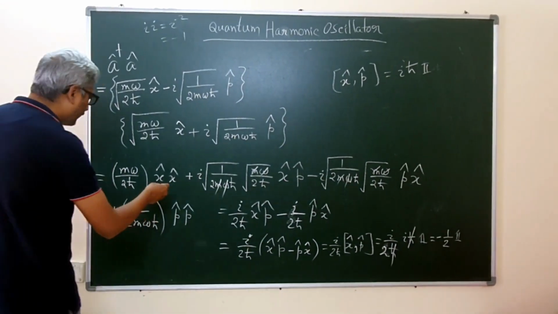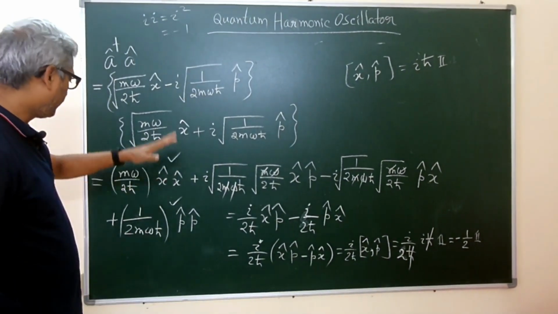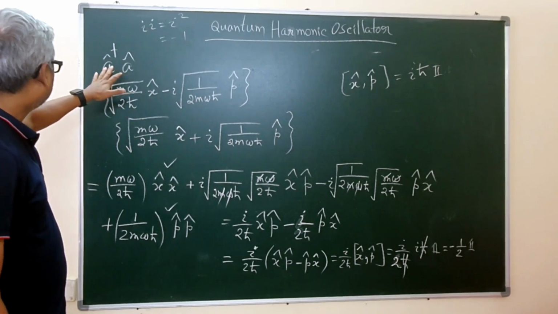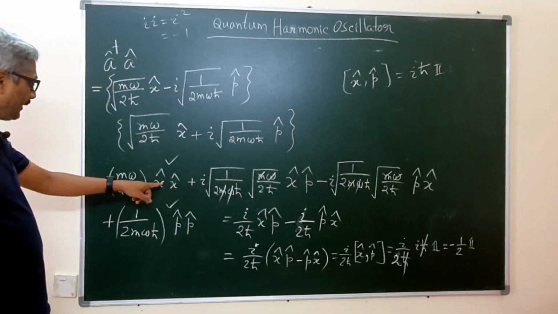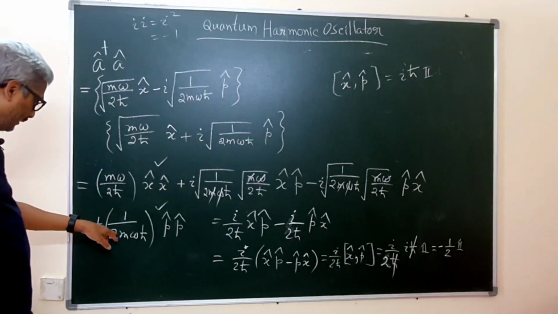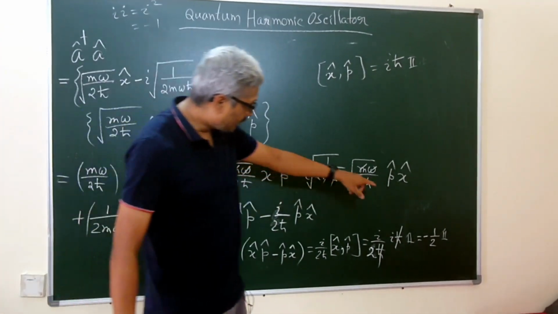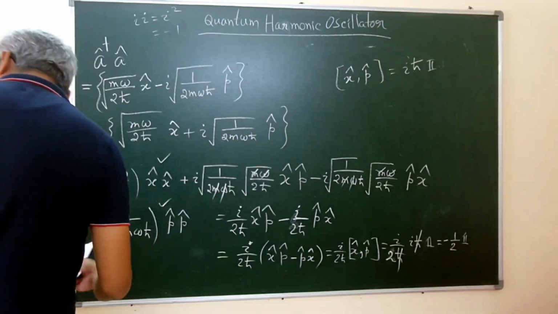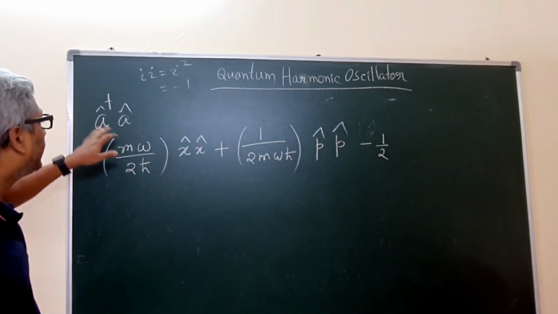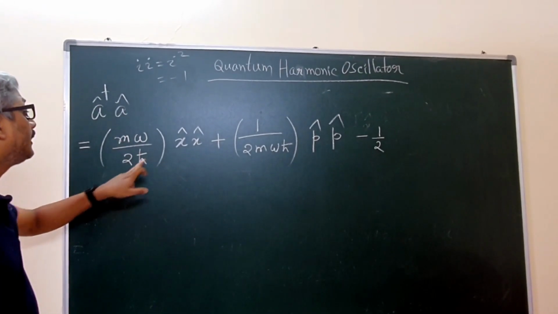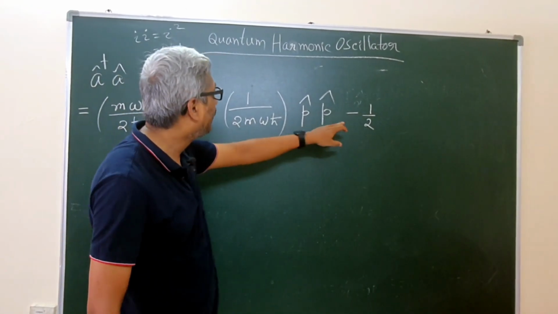Now we focus on the remaining terms and write down the resultant equation. That means a dagger a finally is m omega by twice h bar x squared plus 1 by twice m omega h bar p squared, plus these two terms, which together give us minus half. Let us write it clearly here. Finally we have the expression for a dagger a equal to m omega by twice h bar x into x plus 1 by twice m omega h bar p into p minus half identity.